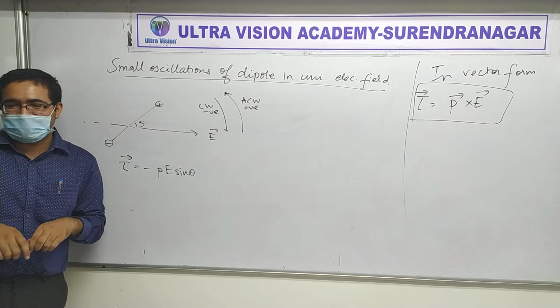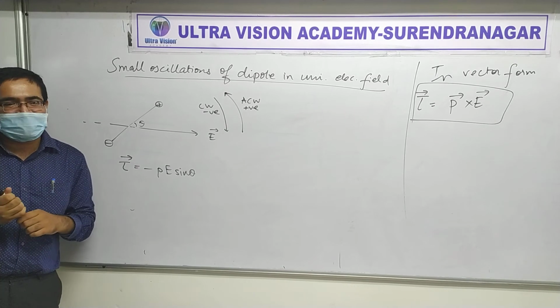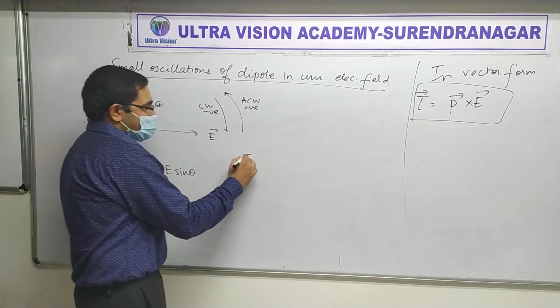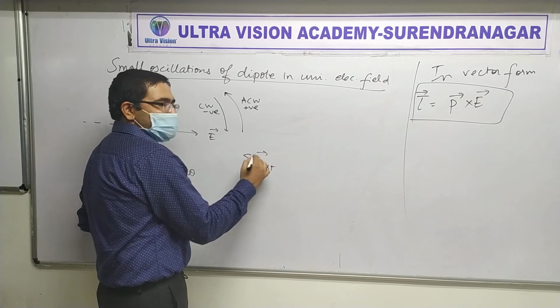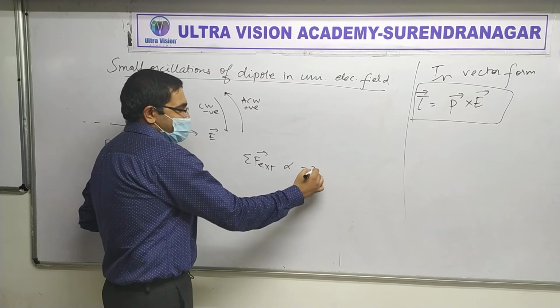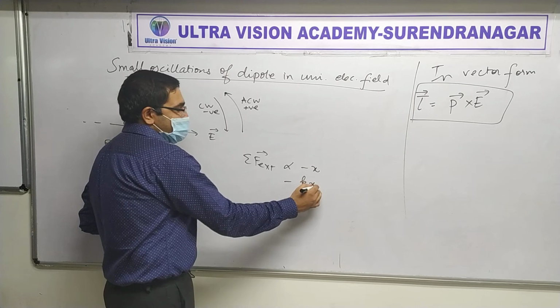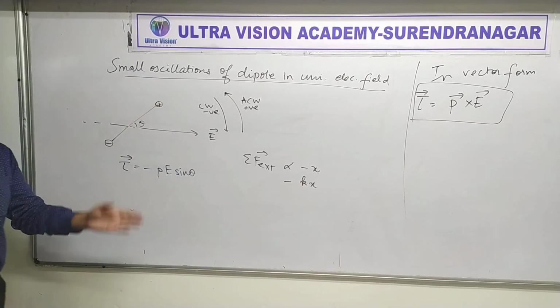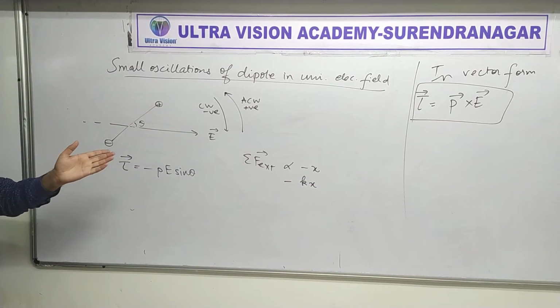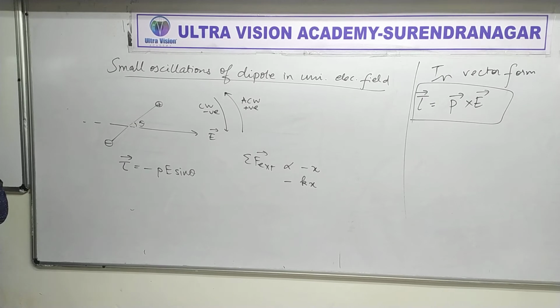Did you forget the ID card of SHM? Total external force should be proportional to minus x, or it should be minus kx. Do you remember? Yes, isn't it? SHM doesn't leave you. There is the chapter on waves, AC, alternating current, which is based so much on SHM. Okay, and waves and SHM will all come, but there are two chapters of waves.